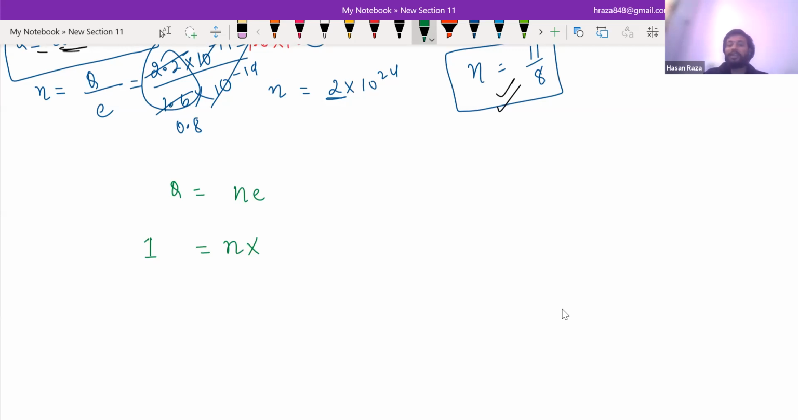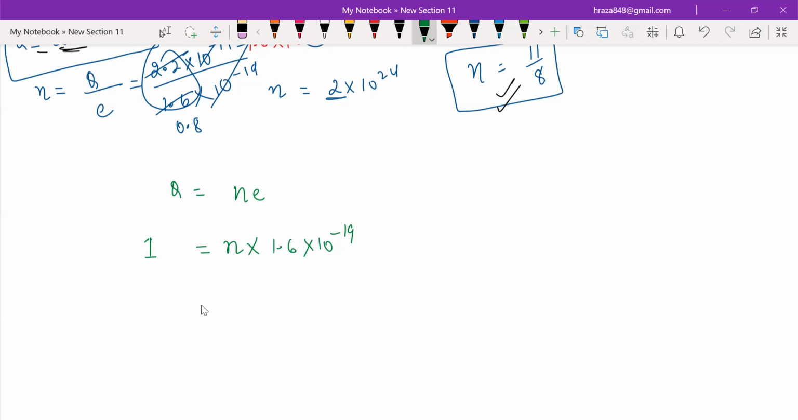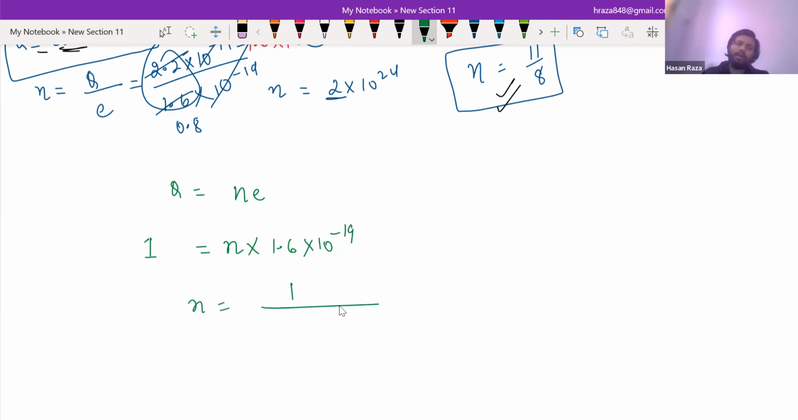So, what is the charge on 1 electron? That is 1.6 into 10 raised to the power minus 19. So n is equal to 1 upon 1.6 into 10 raised to the power minus 19. If you solve it, I think you will get 6.25 into 10 raised to the power 18 electrons.